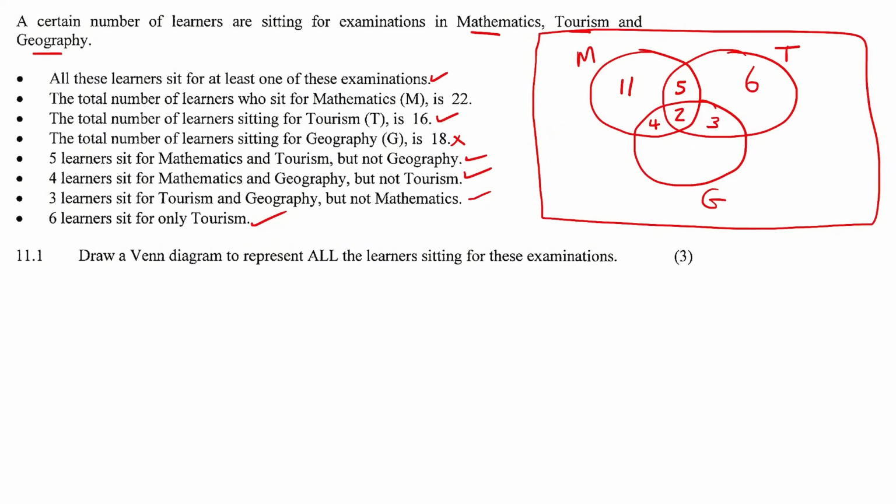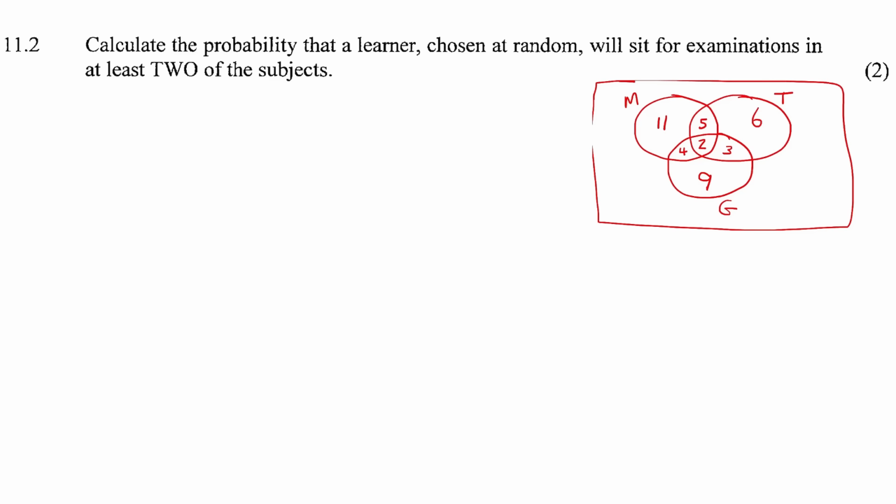And then for the geography, it must all add up to 18. So we already have 3 plus 2, which is 5, plus 4, which is 9. So you'd need another 9 to make 18. Now we have everything filled in. Calculate the probability that a learner will sit for examinations in at least 2 subjects.